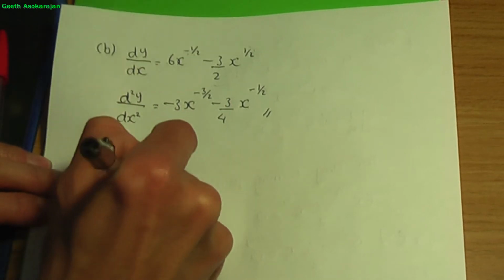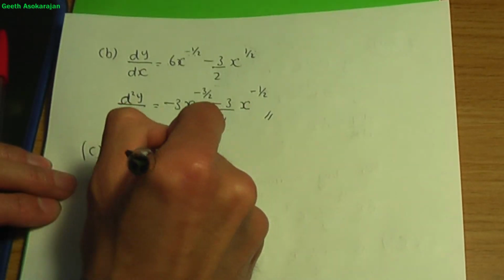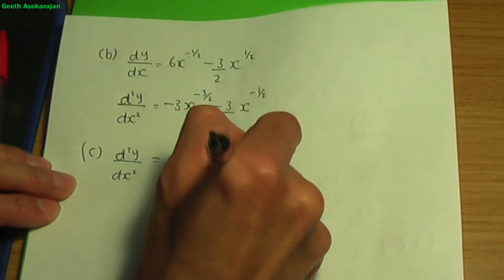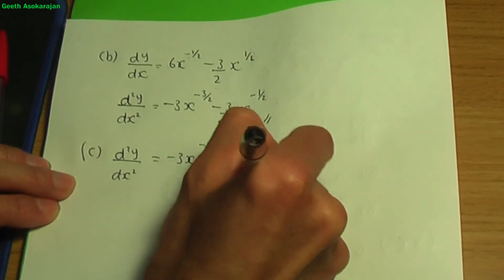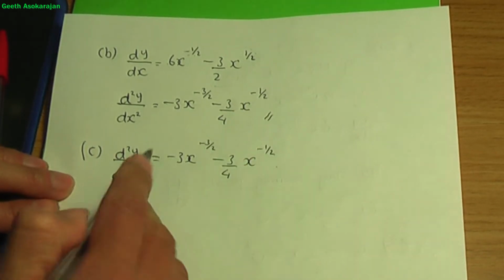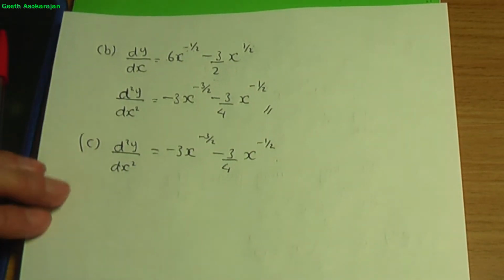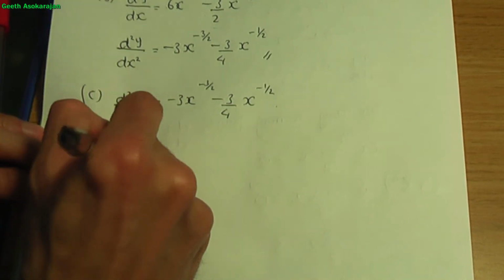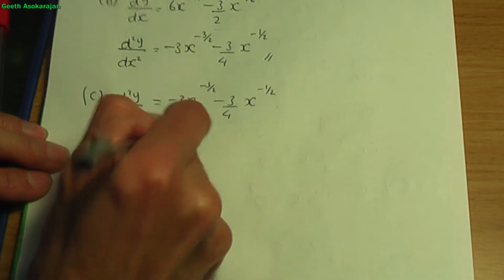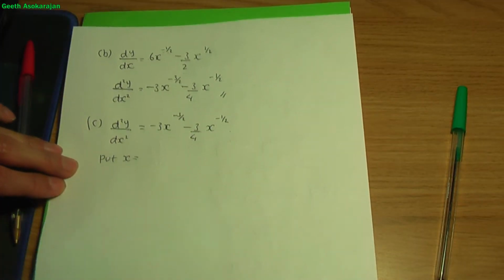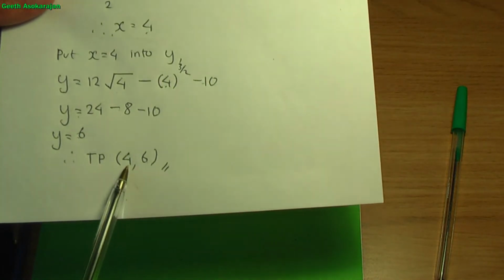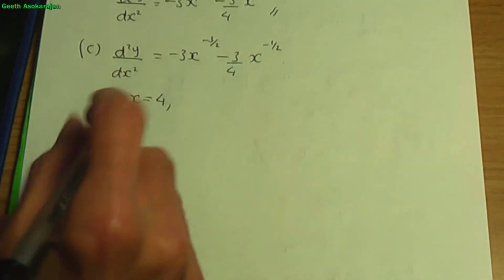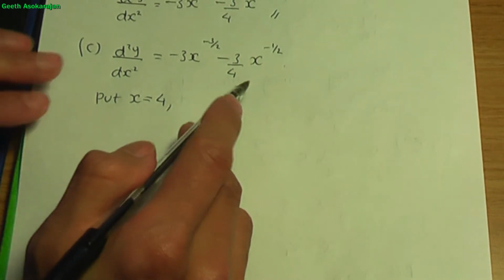So d2y over dx squared, we know from part B, was minus 3x to the minus 3 over 2 minus 3 over 4 x to the minus half. So that was our solution coming from part B. Now the idea of the second derivative test is we first need to put the x coordinate of the turning point in. The x coordinate of the turning point was 4. We need to put 4 for x into d2y over dx squared.